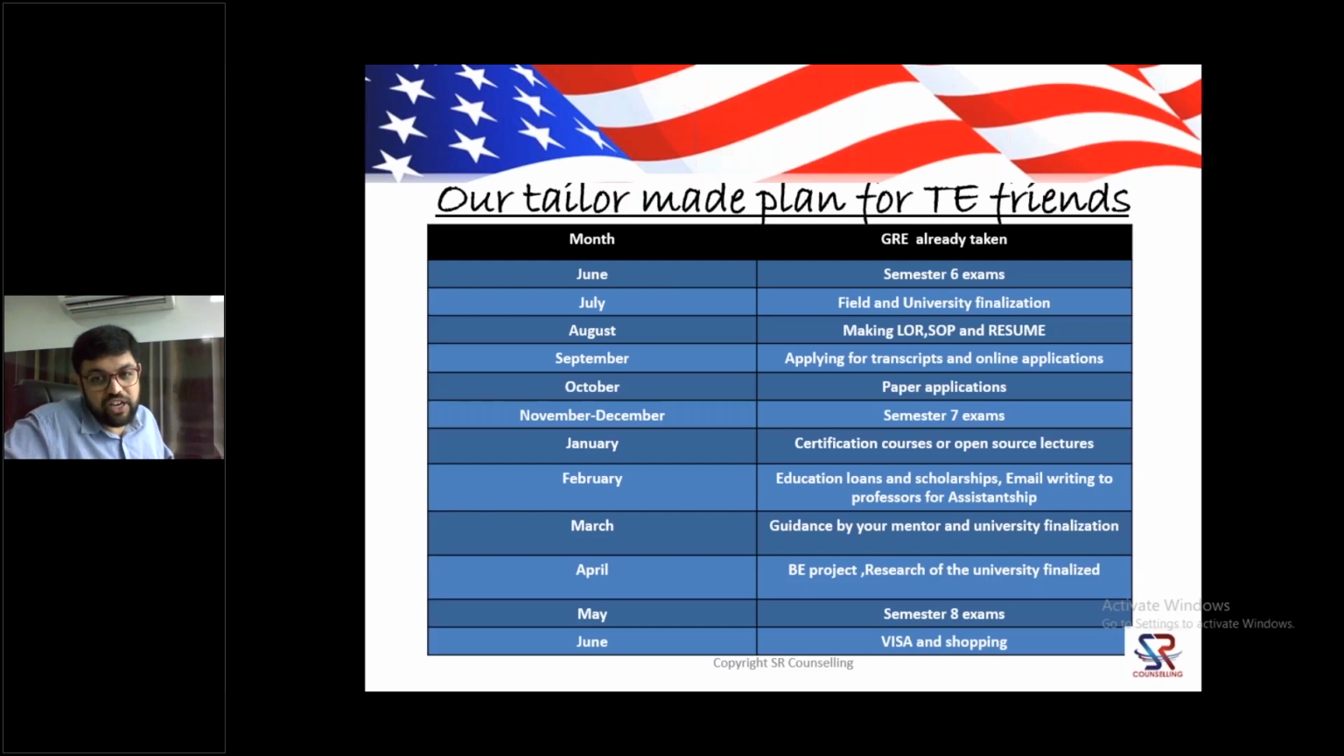If you have already taken your GRE, in June, you should complete your Sem 6 exams if you are an engineering student. July, August, now because we have crossed that, I'm not getting into that. You should ideally, in September, October, November, try to complete your applications, select your universities, complete your SOP, LOR, resume. Apply early so you stand a chance to get an admission early, and if there is a little scope for scholarships, you qualify for that as well, because applying early really helps.